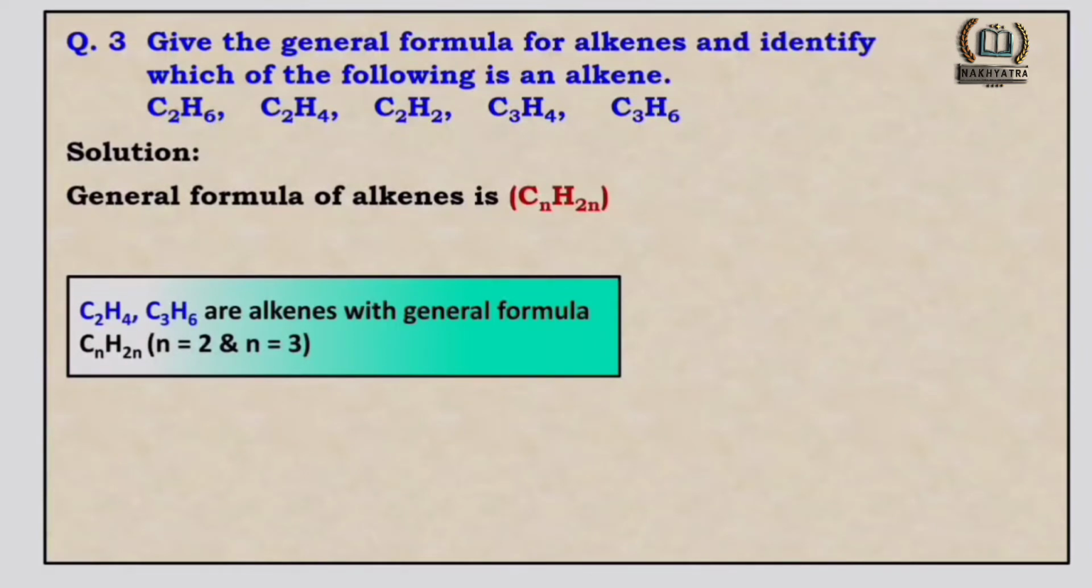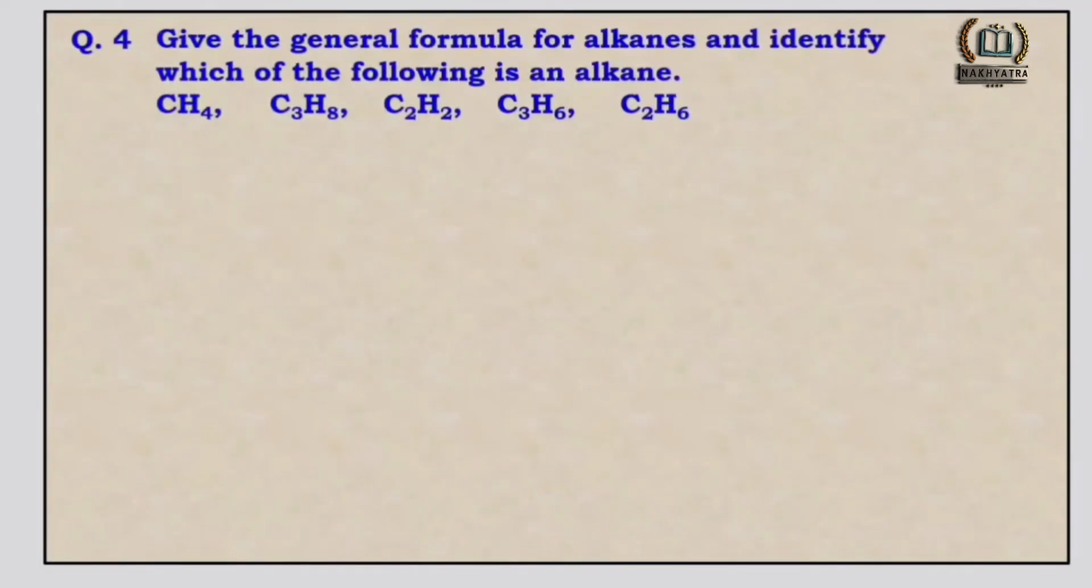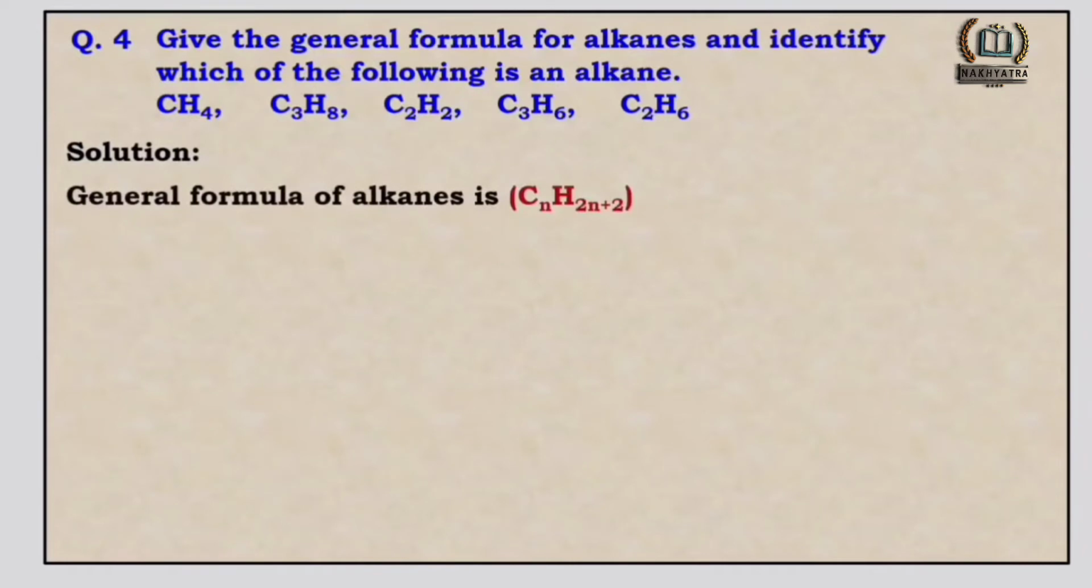Alright, move to now question number 4. Give the general formula for alkanes and identify which of the following is an alkane. Here we have to write the general formula for alkanes and identify which of the following is an alkane. So this is the general formula of alkanes, CnH2n+2. Now we have to identify which of the following is an alkane.